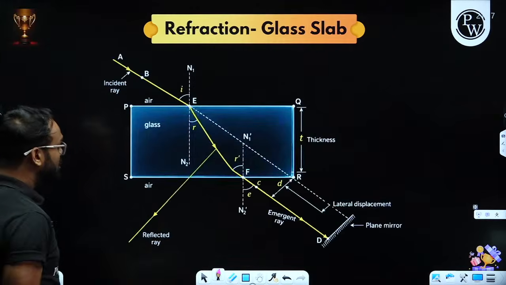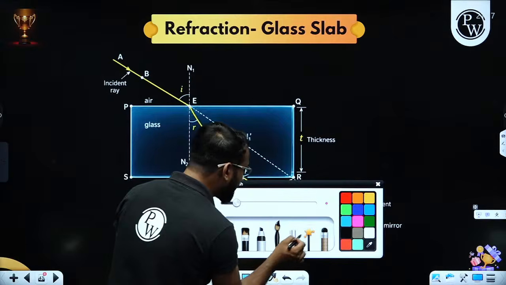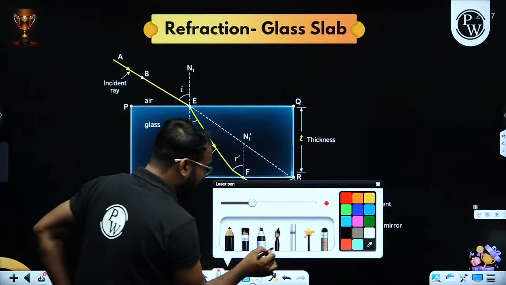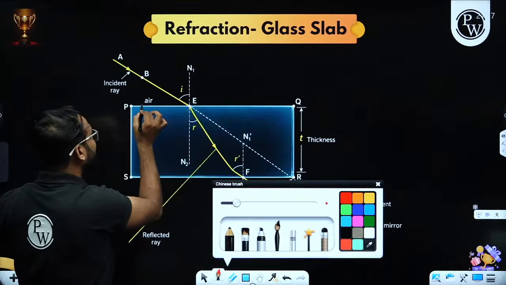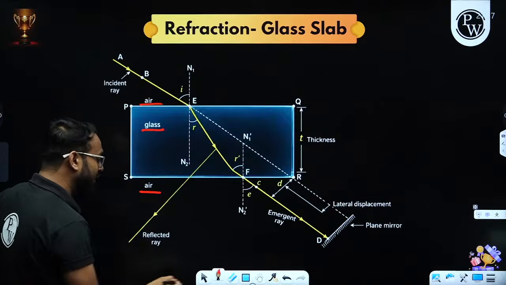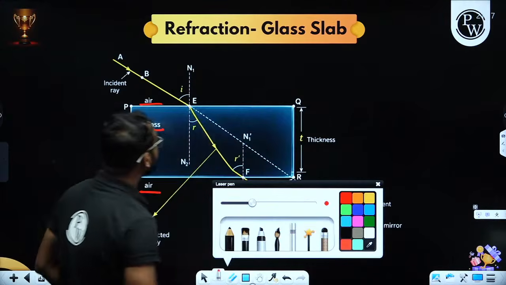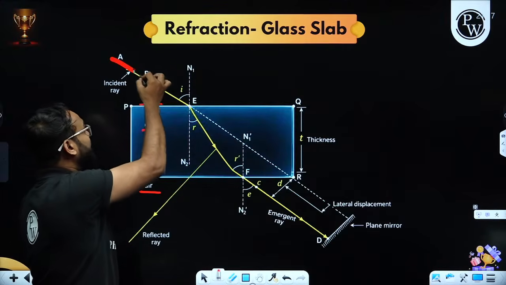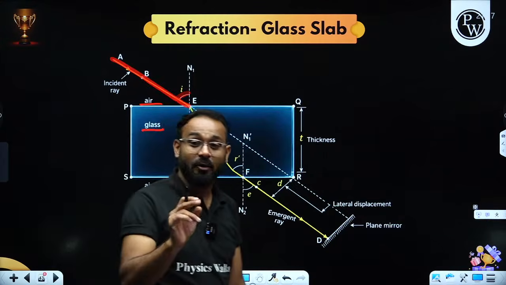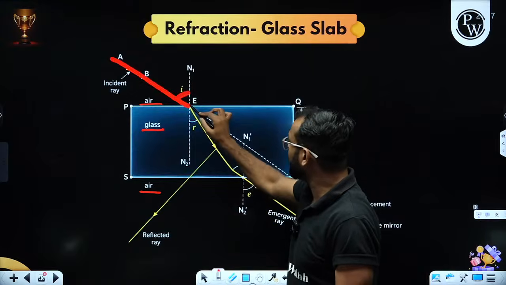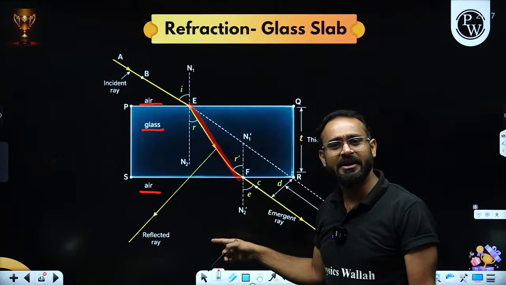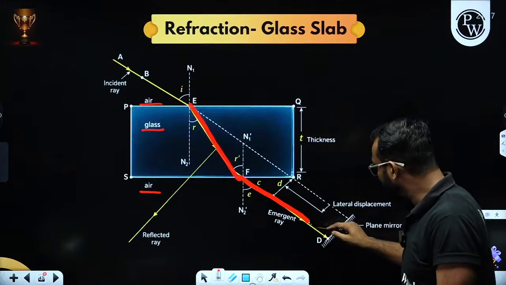This diagram. In that diagram, what you are observing, sir, the light is traveling from air, moving to glass, then again moving to air. So what will happen? The light ray is coming, making angle i. The light is entering from rare to denser. It will bend towards the normal. Very easy. Again, it is coming back to the same medium. It will bend away from normal.